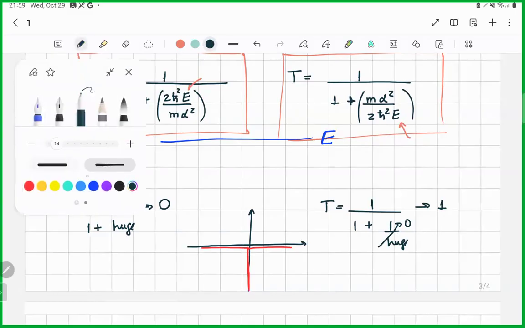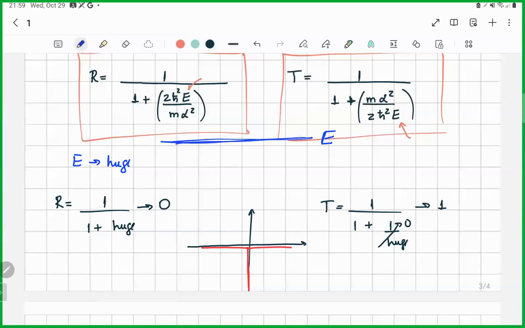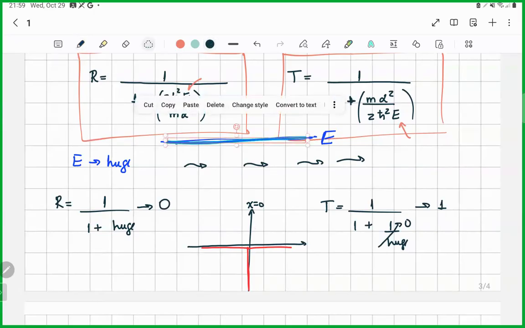If our energy is so far away from the potential, the particle is coming to the right, and it hardly notices that there is something happening at zero. It just goes through easily. Okay? All right, so this is the case where the energy is huge. Let's see another extreme.